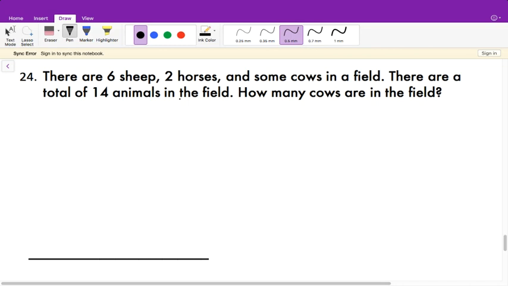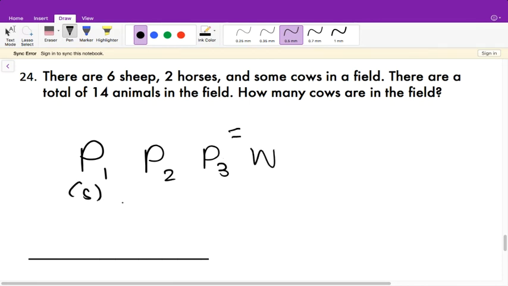Okay, so I'm seeing that there are a bunch of different animals and they're all together in a field. So that tells me that since there are all these different types of animals all being added together in a field, this is a part whole problem. And I need to count and see how many different types of animals there are to know how many parts are in this problem. I see sheep, horses, and cows. So that tells me there are 3 parts here. So I'm going to do part 1, part 2, and part 3. So for part 1, we would have sheep, part 2 is horses, and part 3 is cows.